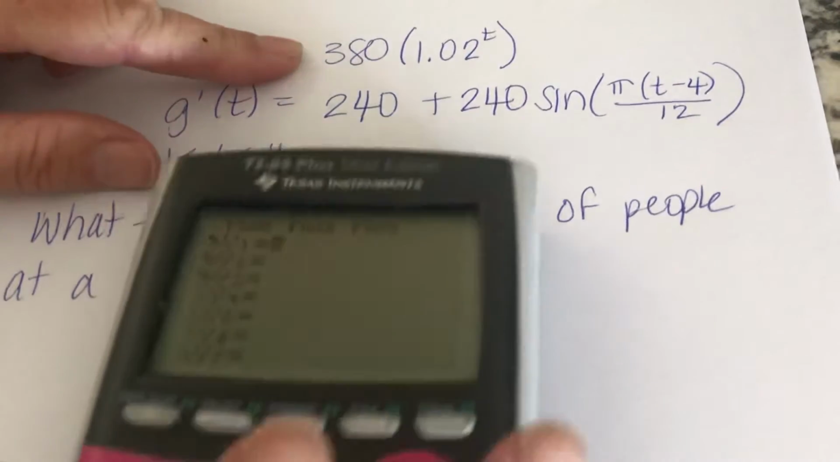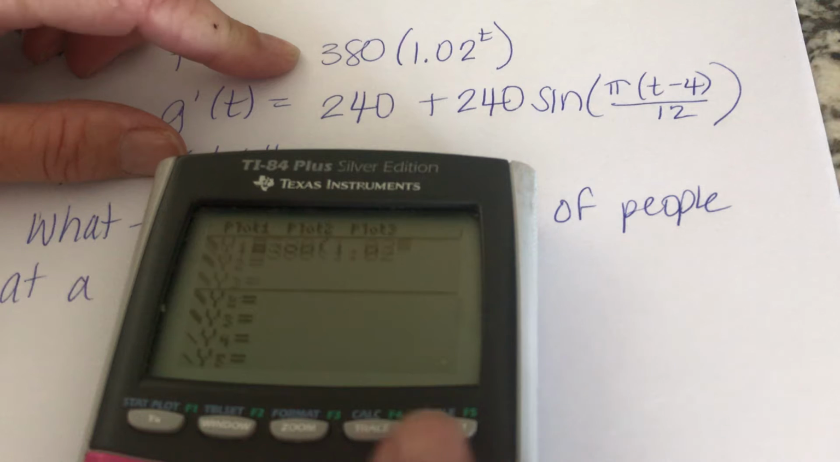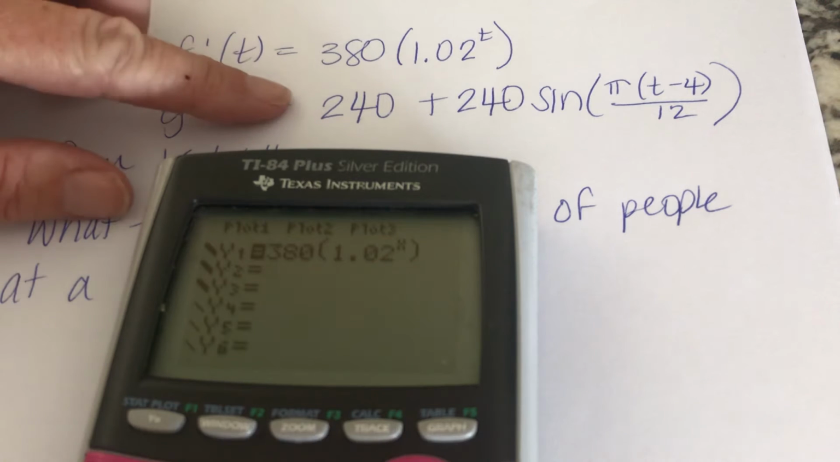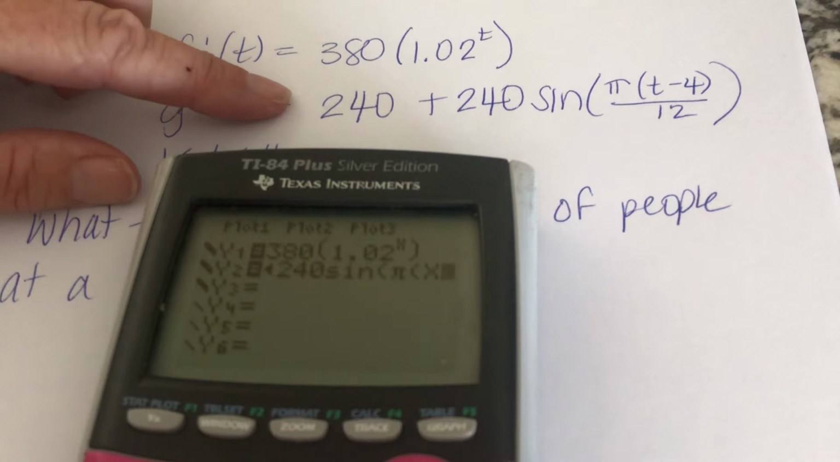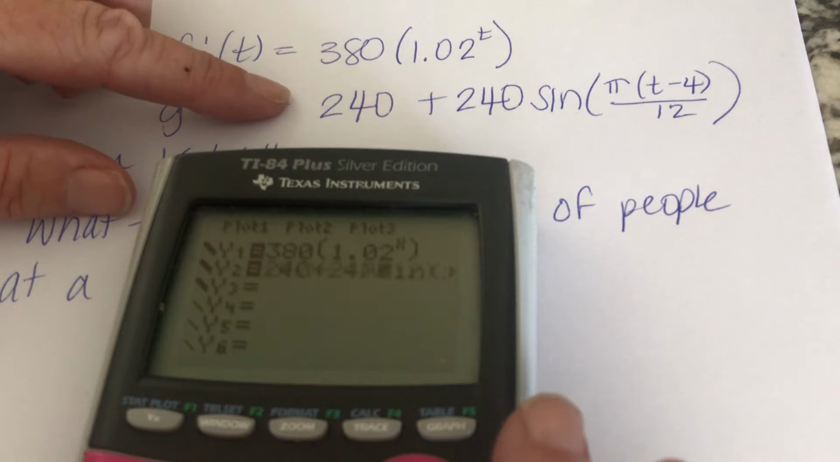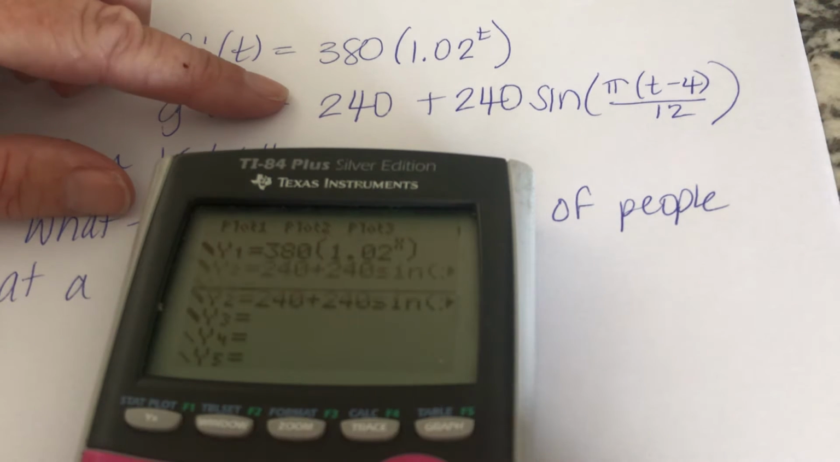So that's what we want. So 380 parentheses 1.02 to the x parentheses. Come down to y2. I'm going to put in 240 plus 240 sine, and then the parenthesis popped up. I need pi, and then parentheses x minus 4 parentheses divided by 12. Close the parentheses on the sine. I'm actually turning both of these off. Whoops. Turn them both off, highlight them and do that.